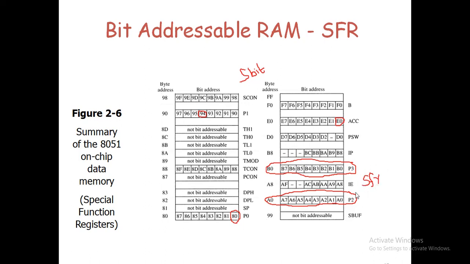If you want to access, read or write data from the SFR, not only the bit addressable part but the entire address, for example here you see TH0, TH1. Suppose you want to access this entire byte with the help of SFR, it is possible. Bit addressable and also not bit addressable memory locations are possible with the help of SFR.